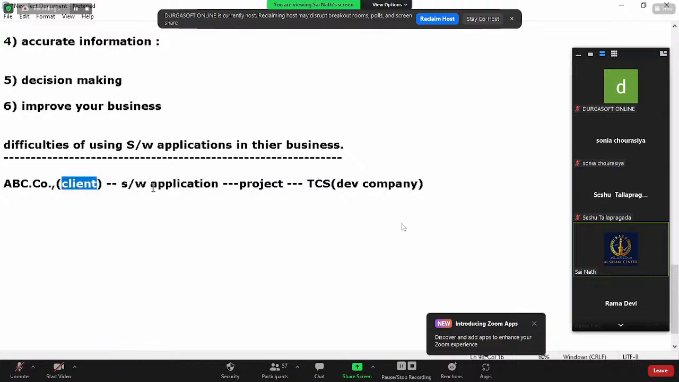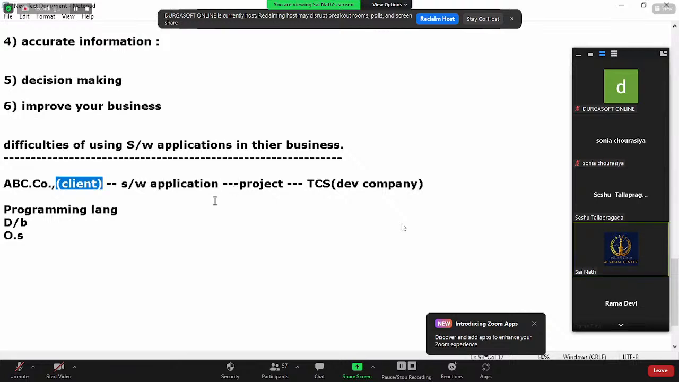If they want to develop the software application as per the client requirement, does TCS need some programming language? Yes or no? Yes. And also TCS needs some database? Yes. And also they need some operating system. Without a programming language, without a database, without an operating system, nobody can develop the software application as per the client requirement. Say yes or no? Yes.